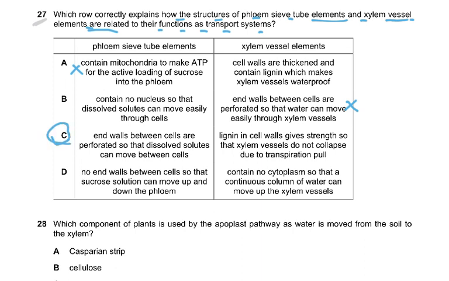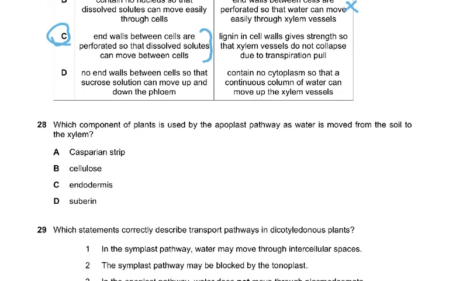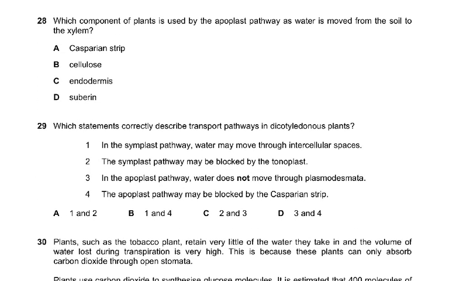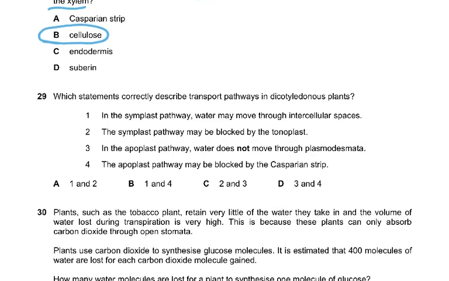This is correct. Xylem lignin in cell walls give strength so that xylem vessels do not collapse due to transpiration pull. And end walls between cells are perforated so that dissolved solutes can move between cells. Then coming to question number 28. Which component of plants is used by the apoplast pathway as minerals move from the soil to the xylem? Now, as we say, the apoplast pathway is along the cell wall or through the cell wall. The cell wall is made up of cellulose, so that makes it easy for us to really comprehend this question.